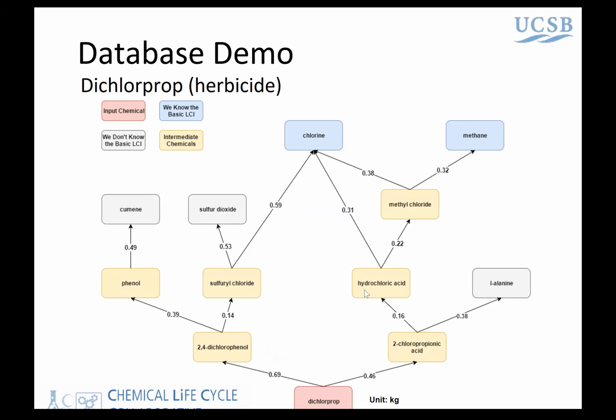to produce hydronic acid, we need 0.22 methylene chloride, and to make methylene chloride, we need 0.32 methane, to produce 1 kilogram of dichloroprop. Again, just want to remind you, and also 0.38 chlorine. And on the left side of the tree, to produce this 2,4-dichlorophenol, we need sulfuryl chloride as input, and we also need phenol as an input. The phenol is produced from cumene, and the sulfuryl chloride is produced from sulfur dioxide and also from chlorine. And this number, again, is generated based on 1 kilogram of the desired product.